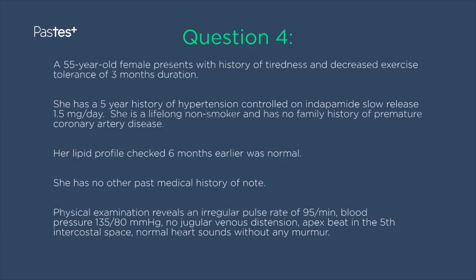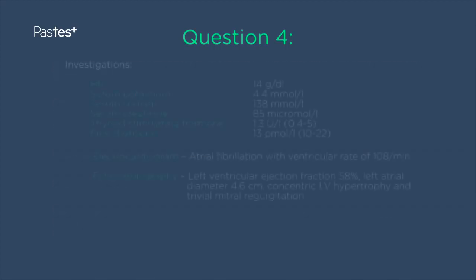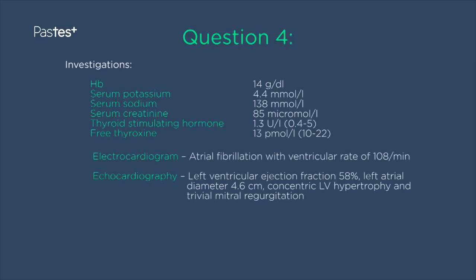Physical examination reveals an irregular pulse of rate 95 beats per minute with a blood pressure of 135 over 80 millimeters of mercury. No jugular venous distension was noted, and the apex beat in the 5th intercostal space was palpated. Normal heart sounds were detected without the presence of any murmur. These are the results of some haematology and biochemical investigations.